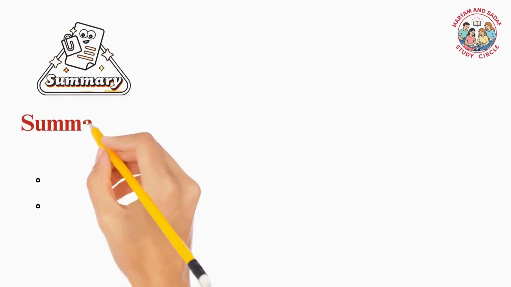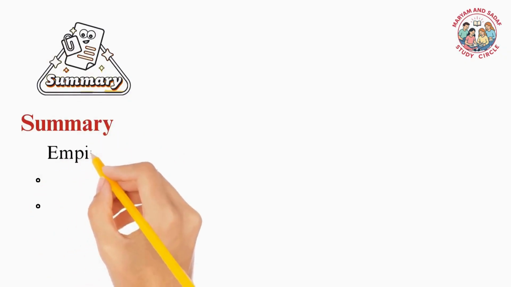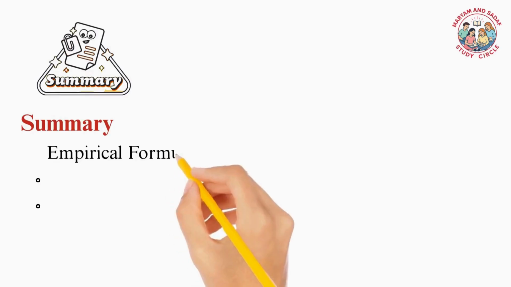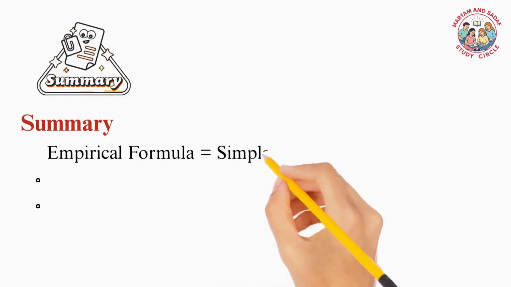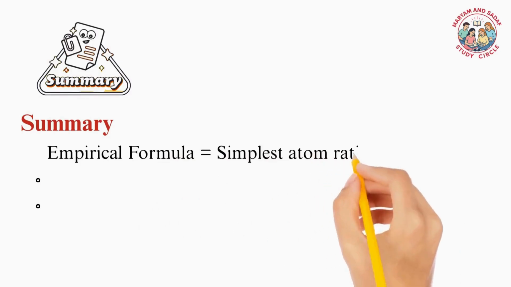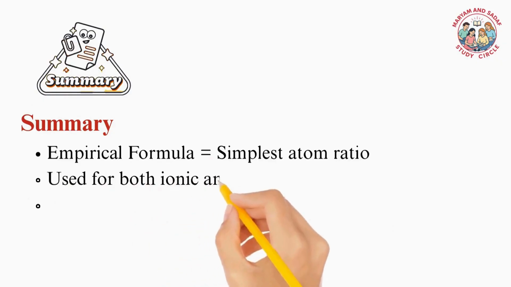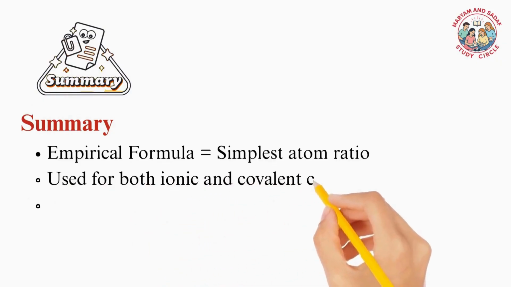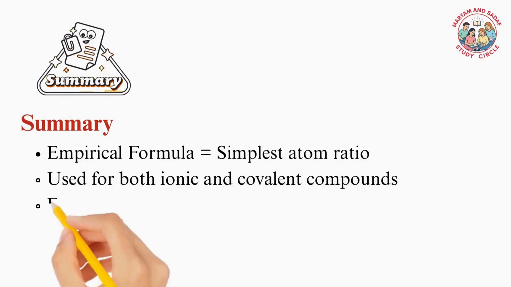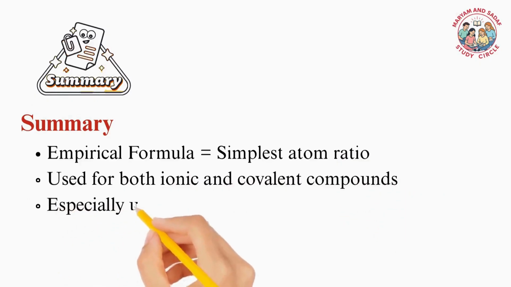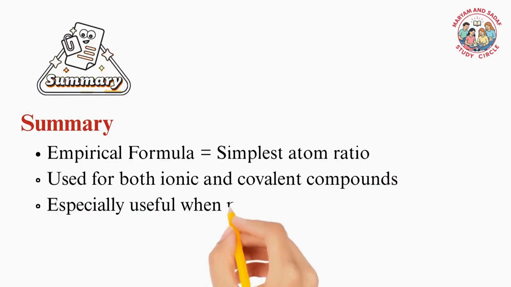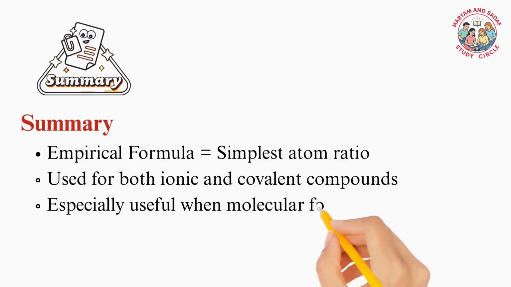Summary: empirical formula equals the simplest atom ratio, used for both ionic and covalent compounds, especially useful when the molecular formula is unknown or unnecessary.